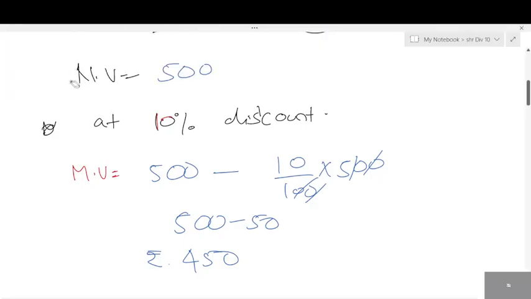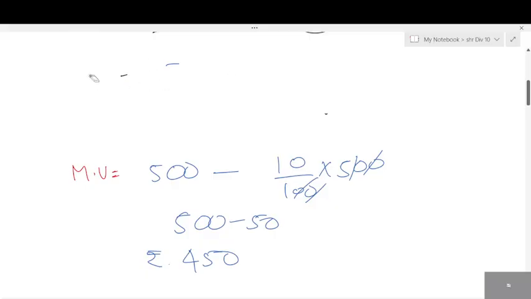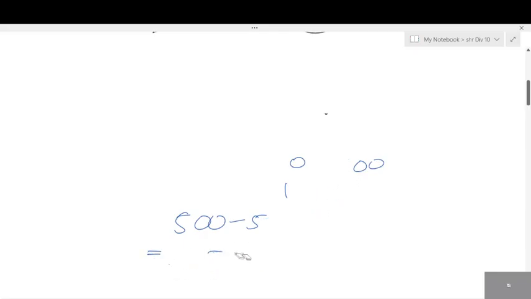How to calculate market value? Did you understand? Market value. Okay, that's it. Next. After all the concepts are done, students, now the main thing is statement wise. They will not tell you directly, they won't give market value, nominal value, dividend, nothing like that. So they'll give a statement like this.